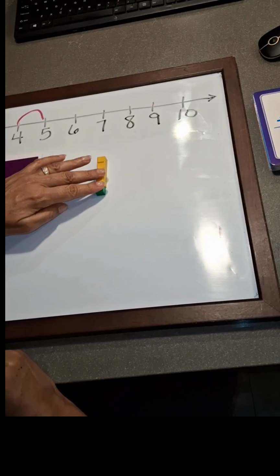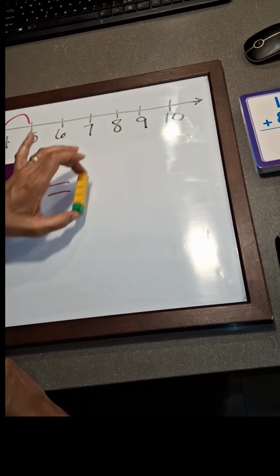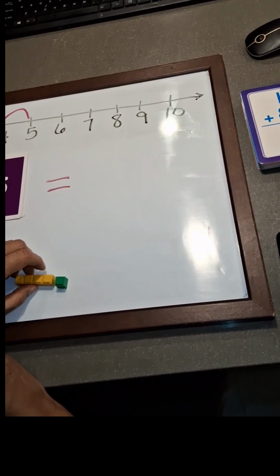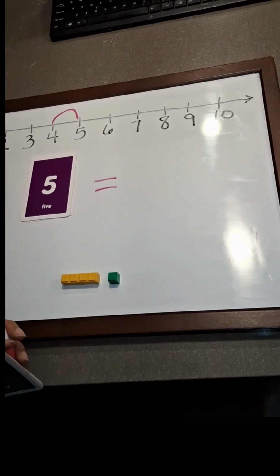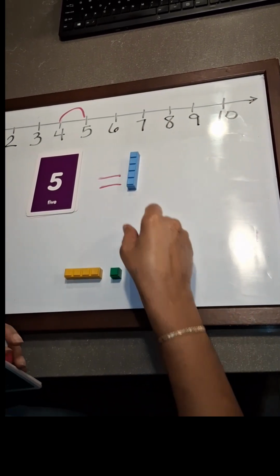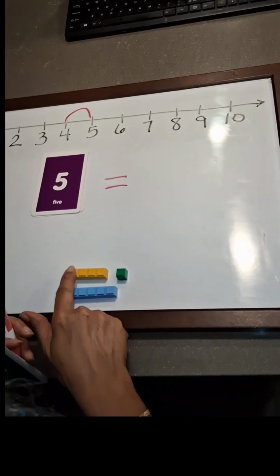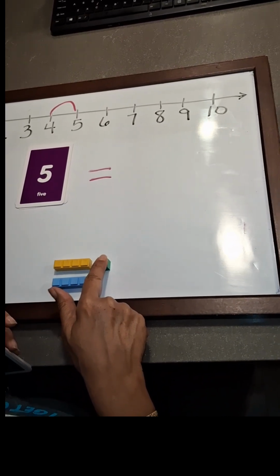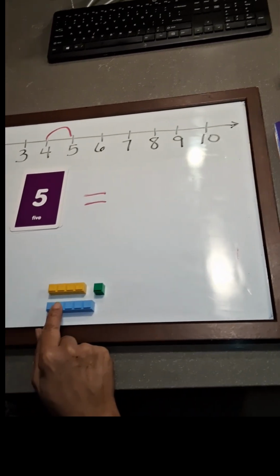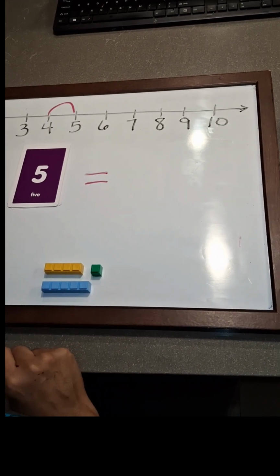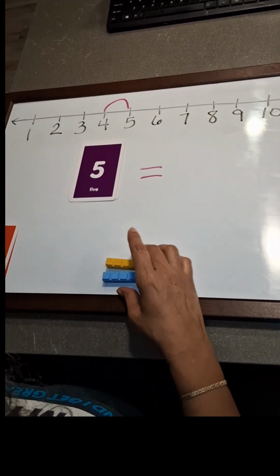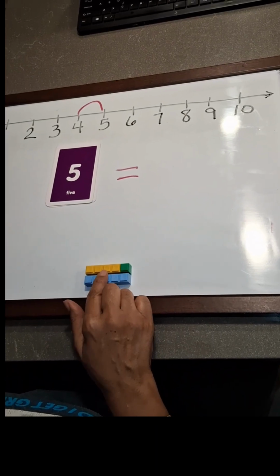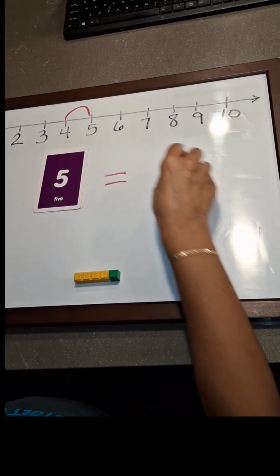I put those together, and then I can regroup those, that 4 plus 1. I'm going to regroup that, and I'm going to get a 5, because 4 plus 1 is 1, 2, 3, 4, 5. We just count. 1, 2, 3, 4, 5. Oh my, those are the same. So I'm just going to regroup that. 5.